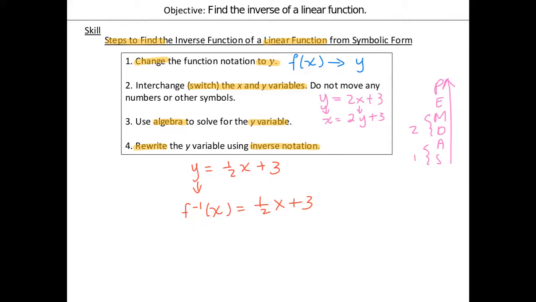Okay, so that's what we're going to be doing today, looking at equations. Step 1, change f of x to y. Step 2, the x and the y switch places. And then step 3, solve for the new y. And then once you have y by itself, then you switch the y to f inverse notation. Okay?